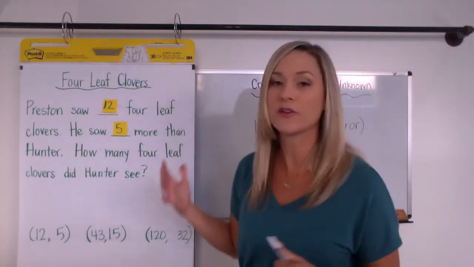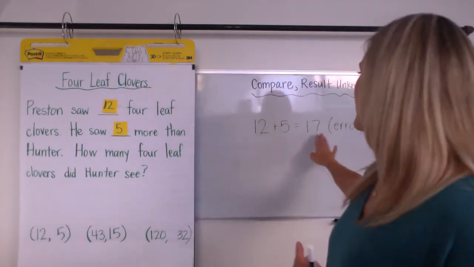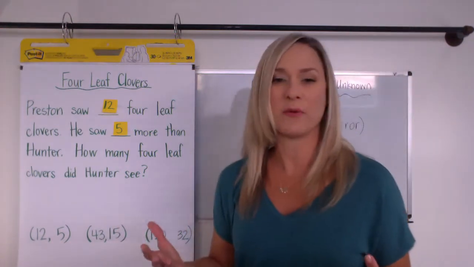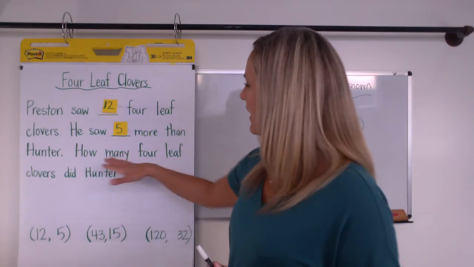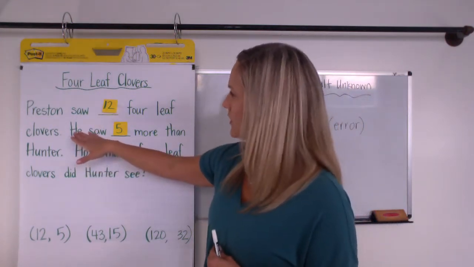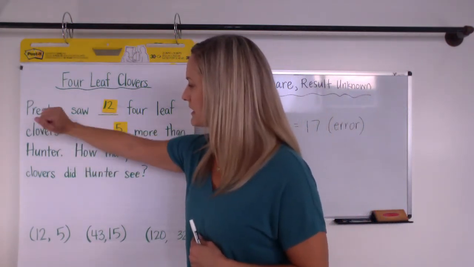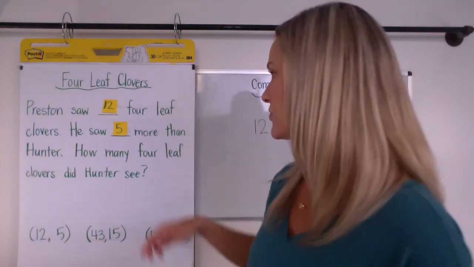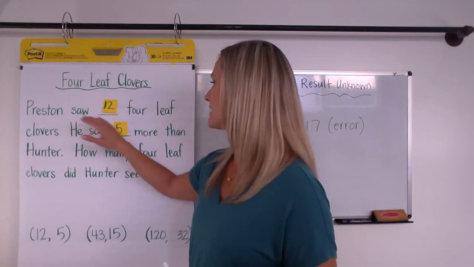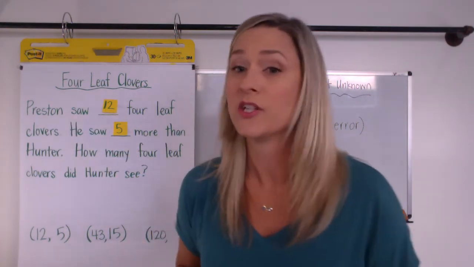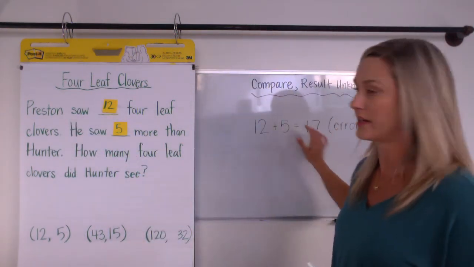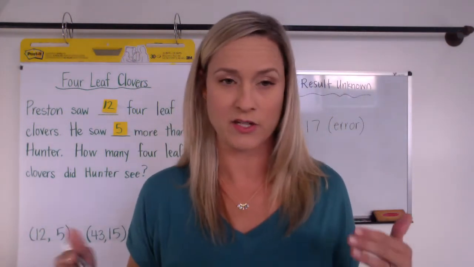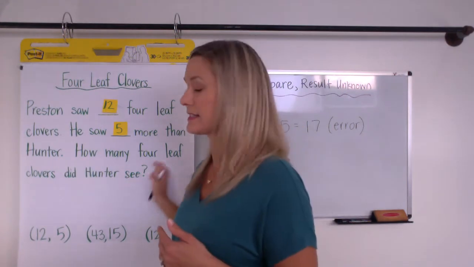So what we're going to do if your kids do that and they come up with 17, or if they add these two together, a question that we can ask them is, who saw more four-leaf clovers? Did Preston see more or did Hunter see more? And they'll realize the story tells them that Preston saw 5 more than Hunter. So we cannot have 17 as our answer if Preston saw 12. Okay, so that's one way to manage the errors. We just go back to the question and ask them.